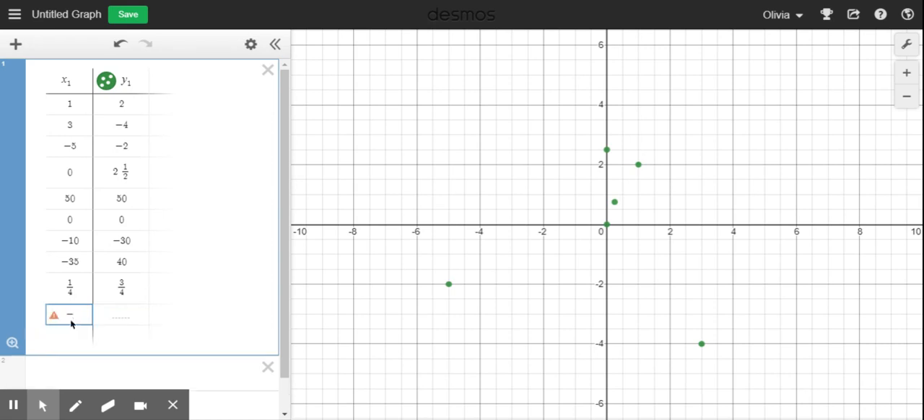Does that say -5/4? Is that the same as -1 and 1/4? Yeah. And then 1/2, right? This is a nice way to be able to plug these in. It's such a good tool.